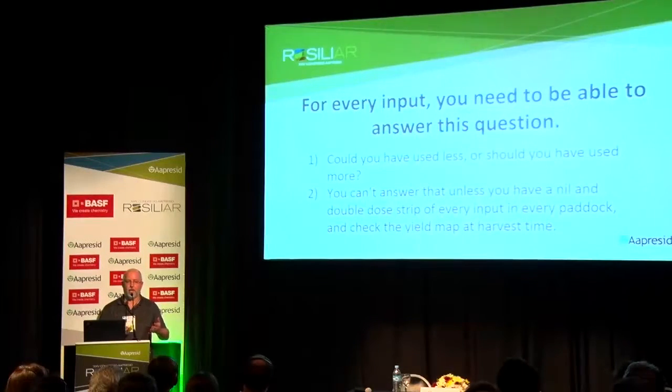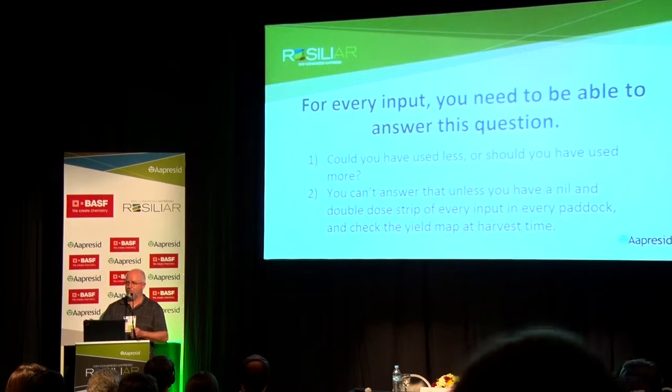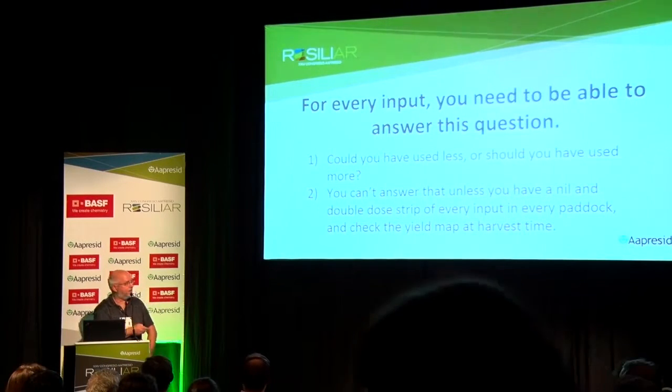You should be able to have a nil and a double in every paddock, pull out your yield map, and tell me, actually I could have used less, or actually no, I needed more. We have the technology to do that these days.